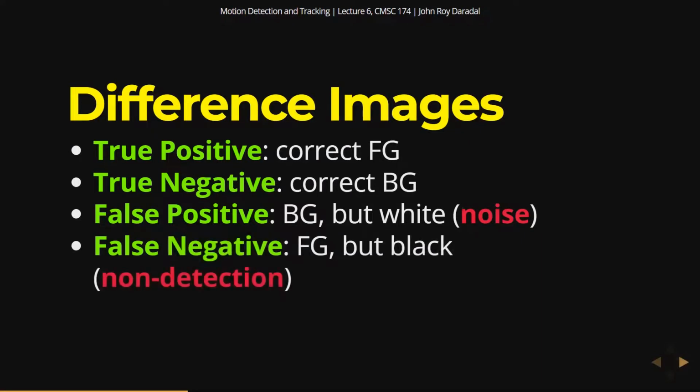And then the opposite, of course, is the false negative, wherein it's supposed to be a foreground, but you are showing it as a black pixel in the mask, so that means that you're not detecting it as part of the foreground. Okay, so that's a false negative. Of course we want to have as many true positives and as many true negatives as possible. Okay, so that's the difference image.